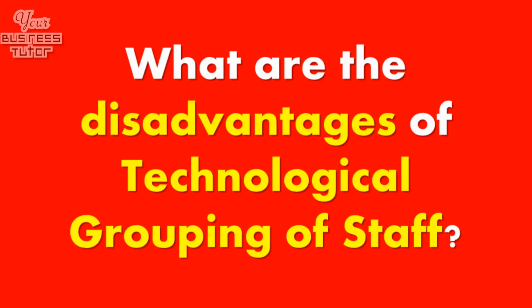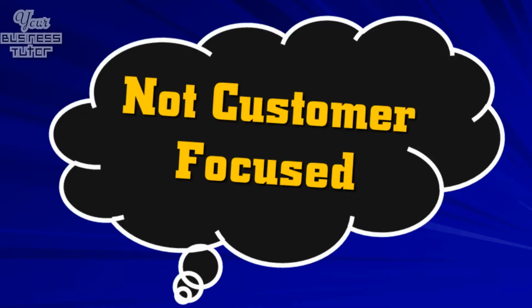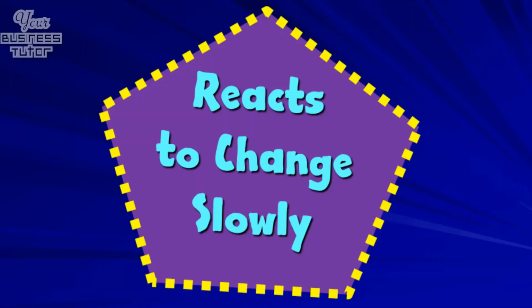Let's now move to our final question and ask, what are the disadvantages of technological grouping of staff? One of the disadvantages of technological grouping is that it is not set up to be customer focused. Instead, the emphasis is on the technological processes used to make the product. Now, this is fine if the organisation is making products that customers love. However, problems occur when the product goes out of fashion or competitors offer better options. In this instance, technological grouping fails, as it takes too long to notice what is going on in the market and how customers' preferences have changed.